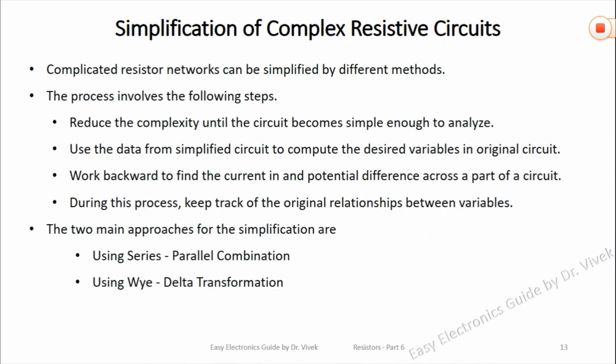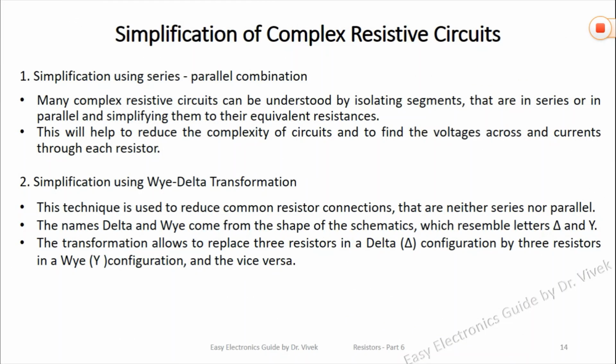Complicated resistor networks can be simplified by different methods by reducing the complexity of the circuit. The two main approaches for the simplification are using series parallel combination and by Y delta transformation. In simplification using series parallel combination, we isolate the circuit segments that are in series or in parallel, then simplify them to their equivalent resistances.